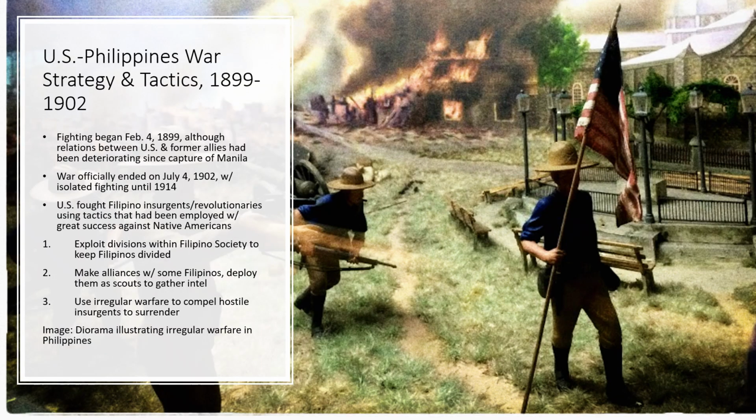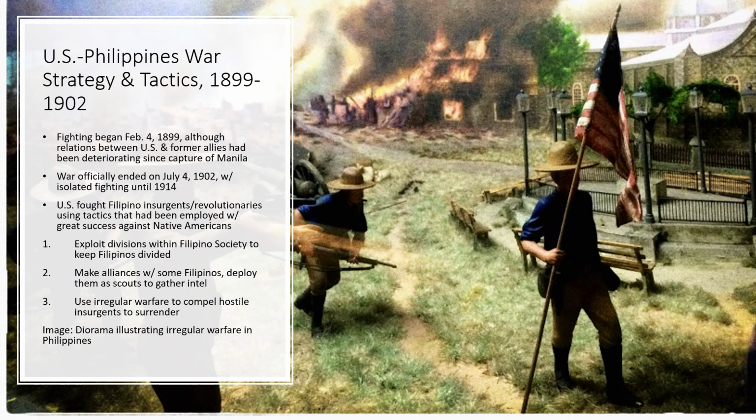This is a quick summary of the grand strategy and tactics used during the U.S.-Philippines War, 1899 to 1902. The fighting began February 4th, 1899, although relations between the U.S. and their Filipino allies, the Filipino revolutionaries who were fighting against Spain for independence, had been deteriorating really since the capture of Manila, because the U.S. was treating the Filipinos as secondary or auxiliary allies. And for the Filipinos, this is a fight for independence, it's a fight for their country.